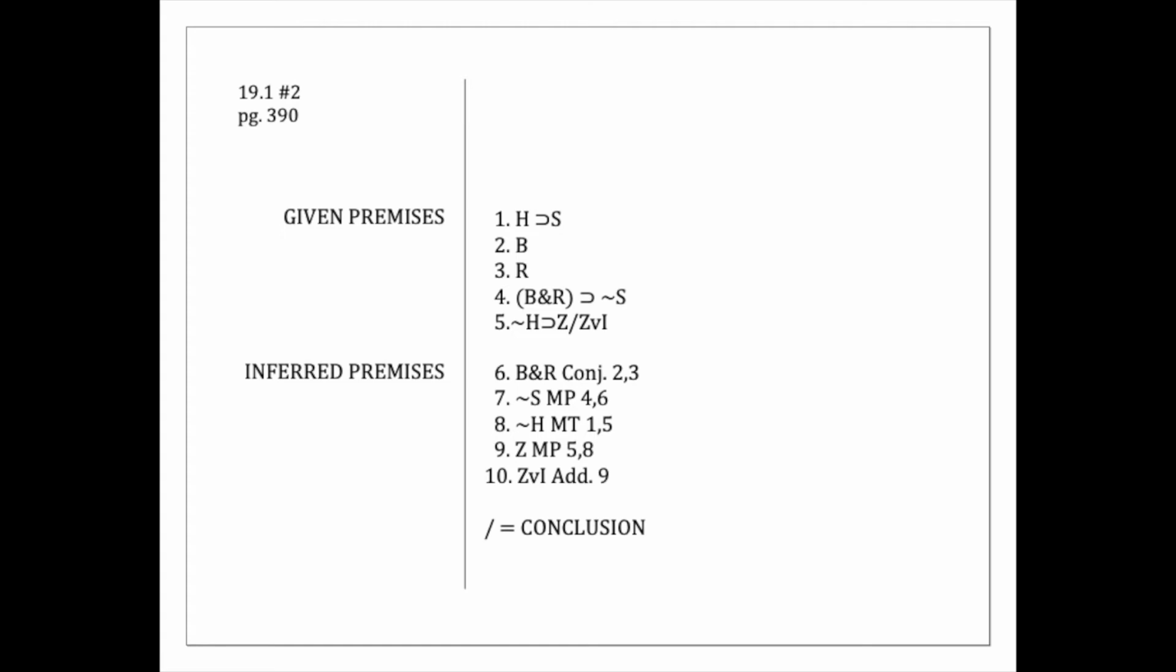Once we have Z, we can infer Z or I based on the addition rule, because in premise 9 you have Z by itself, and so according to the addition rule you are perfectly correct in inferring a disjunction with any sentence as your second disjunct. You can infer Z or I based on addition rule 9.